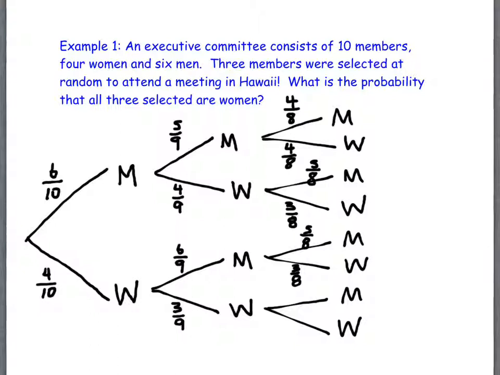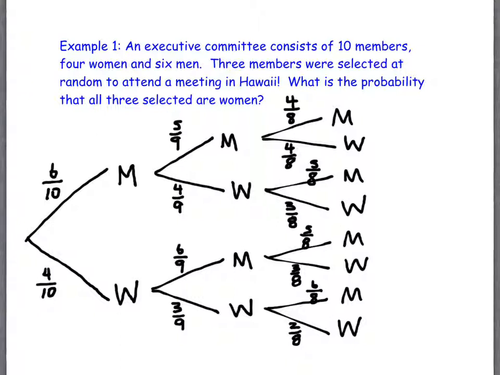Last one, I've drawn 2 women's names. How many men are left in the hat? The same 6 we started with out of 8. How many women are left in the hat? 2 out of 8. So this is what a completed tree diagram looks like.